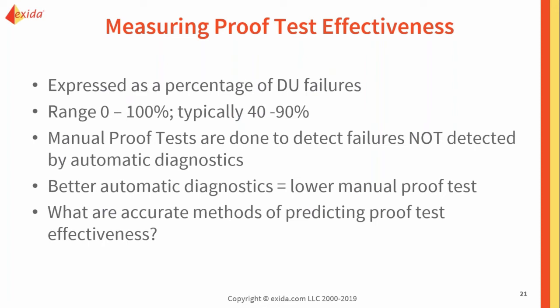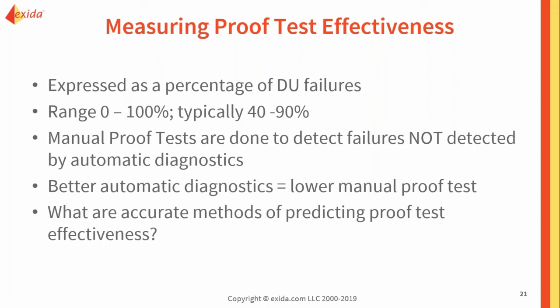However, both of those are highly unlikely. It's typically between 40 and 90%. Your sensors and logic solvers will be on that higher end, where your final elements are going to be on the lower end. It should be understood that manual proof tests are done once again to detect those failures not detected by automatic diagnostics. Don't waste your time and money reproving what you already know. Testing to detect the same failures as automatic diagnostics will just increase your cost, increase your downtime, and accomplish very little.